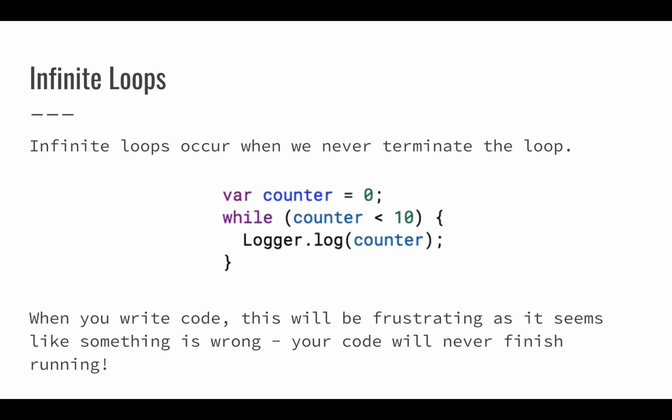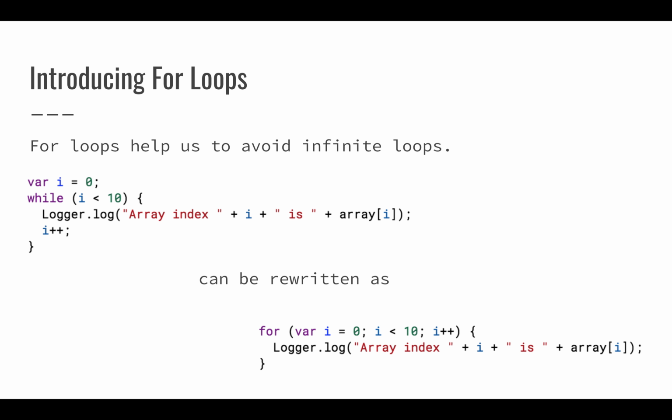So this is going to be frustrating if you encounter it because it's not going to tell you there's an error. What you're going to end up with is a situation where it looks like your code just never stops running, and you're going to think, oh, I lost my internet connection or something's not quite right here. But eventually you might pick up on the fact that you did have an infinite loop, and it's just good to avoid these. Now, fortunately, we have for loops, and for loops help us to avoid infinite loops.